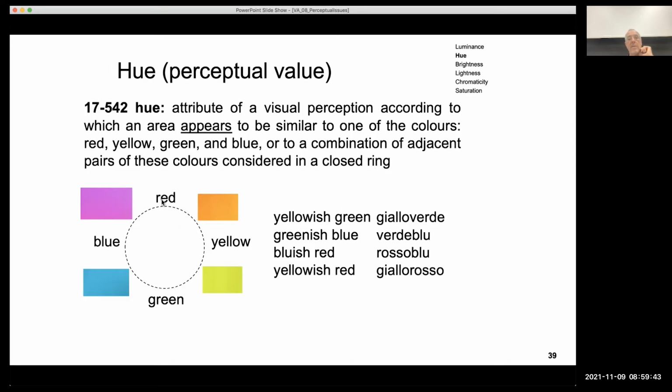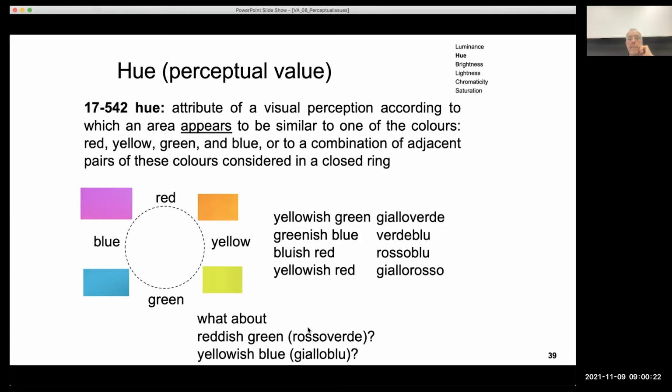So basically you have this ring, red, yellow, green, blue, and you define these four colors that you are aware of. And in the middle, you have a combination. You have a yellowish green, for instance, this color that is in between green and yellow. And you have a greenish blue in between blue and green. So hue is not the definition of something that exists, but how we perceive with respect to these four colors.